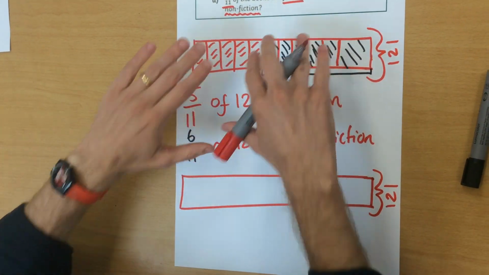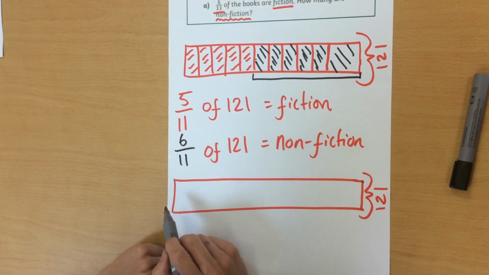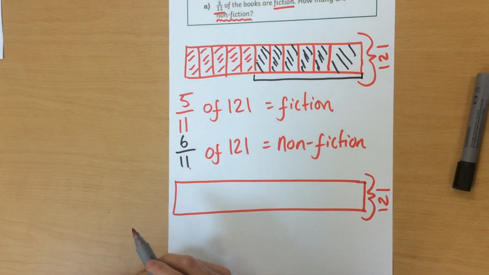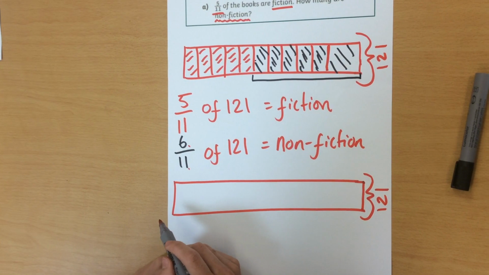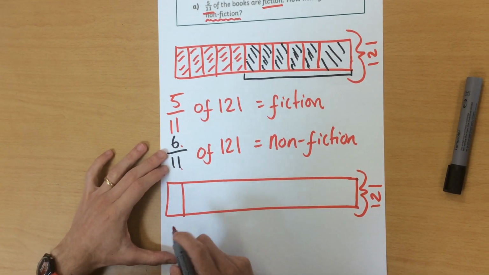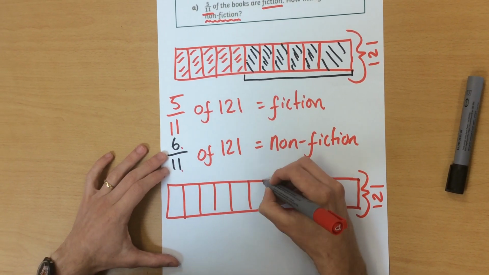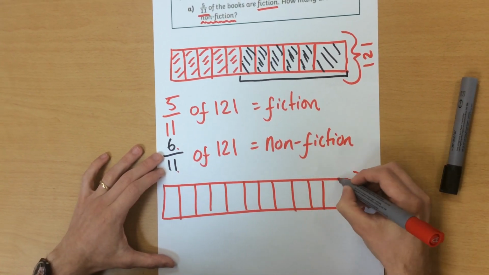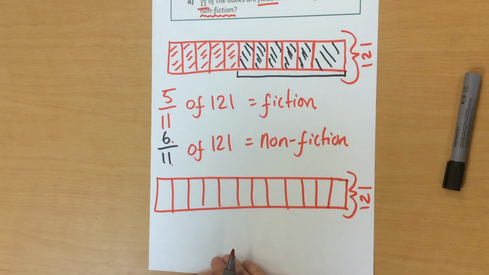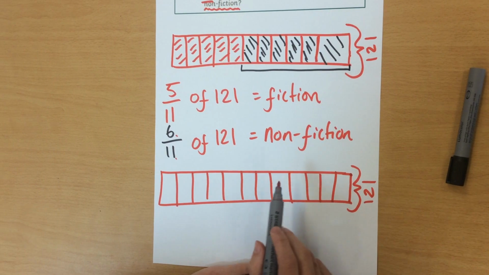Now we've completed the first step of our twist. 6/11ths is my fraction. What's my denominator? 11. What's my numerator? 6. How many parts make the whole? 11. Gosh, you must be so bored of me saying this over and over again to you. So that's 1. Slightly better spaced out there, Mr. Conway. Fantastic work. Now then, 6/11ths of these are non-fiction.